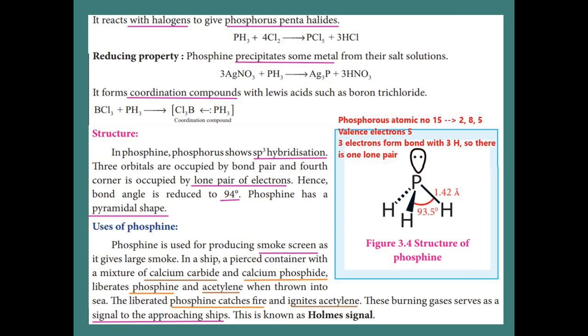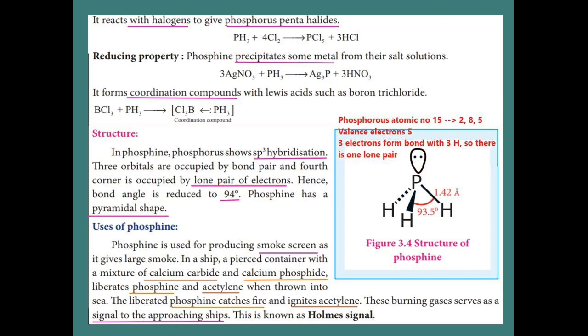Now, next, uses of phosphine. Phosphine produces a smoke screen because it gives large smoke, so it is used as a smoke screen. And in ships, a pierced container, that is a container with a small hole, inside the container we are going to put calcium carbide and calcium phosphide. When that container is thrown into the sea, the calcium carbide reacts with the water and gives acetylene.